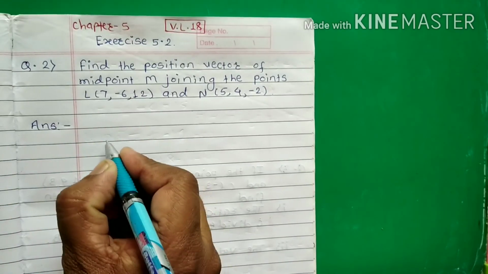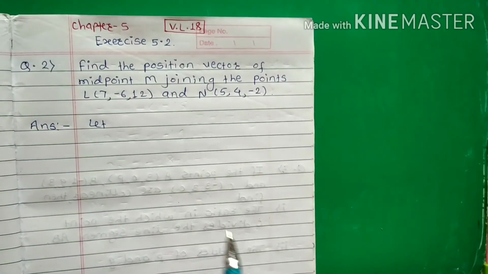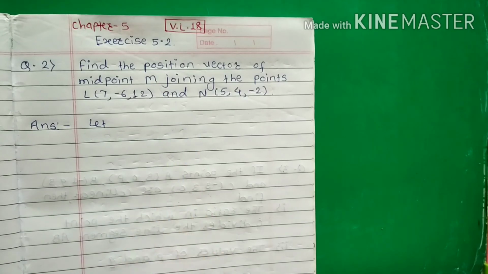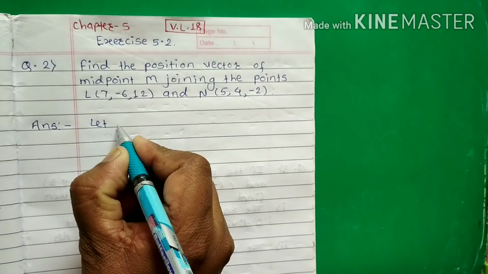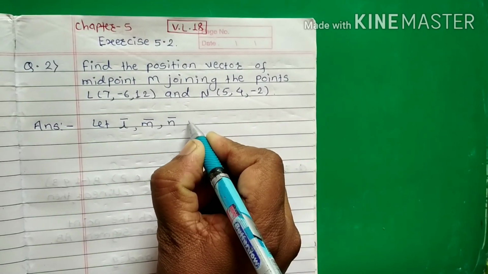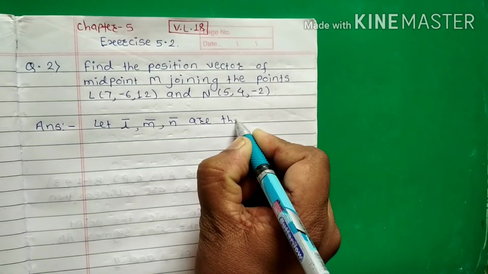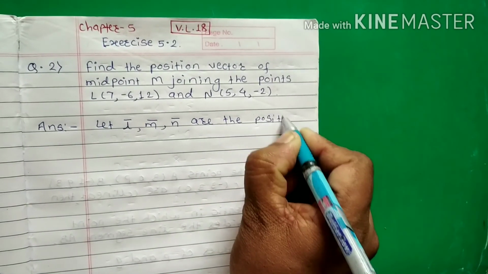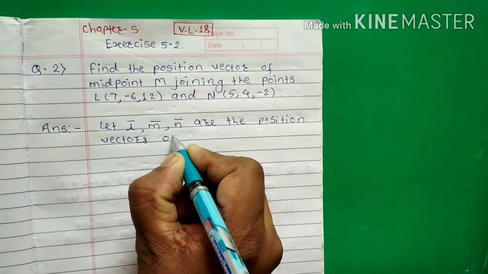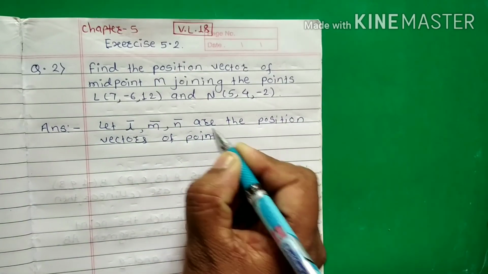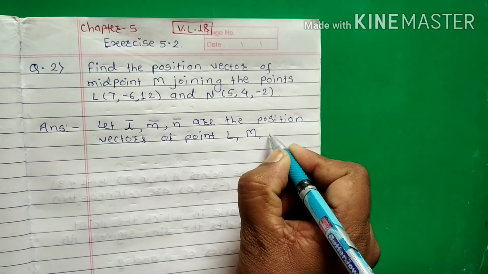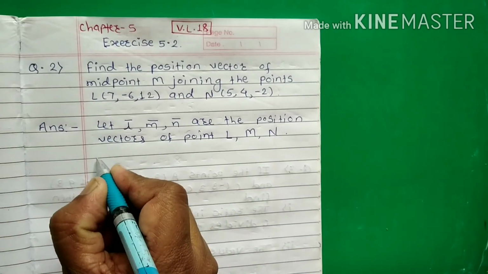In answer, let us take the points L, M and N. Here M is the midpoint joining the two points L and N. Therefore, let small l bar, small m bar and n bar be the position vectors of the above points, that is capital L, capital M and N respectively.